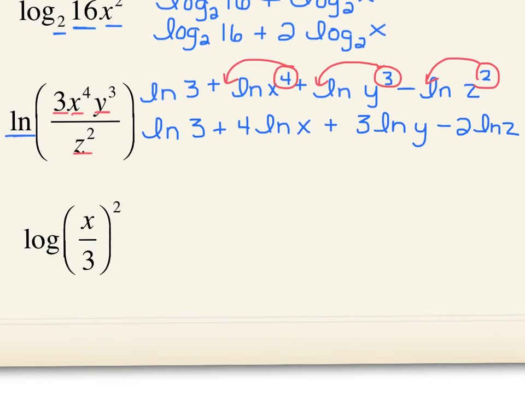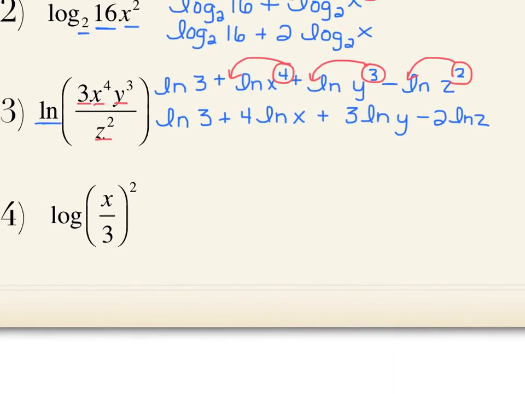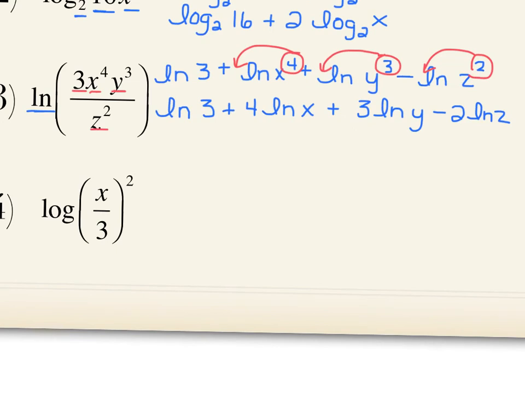Okay, and one more. Log of x over 3 squared. For this one, remember that when you raise a fraction to an exponent, that exponent really goes on the top and the bottom of the fraction. So I would go ahead and put it in both places to begin with and just ignore the one on the outside. Then I would say, all right, well, I have an x squared and I have a 3 squared. Each one of those gets its own common log. So log of x squared, log of 3 squared.